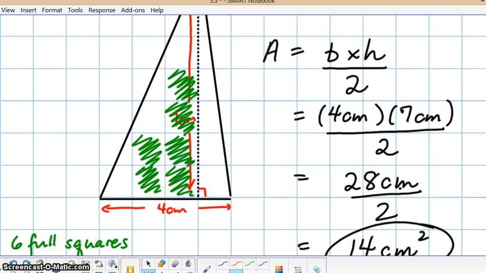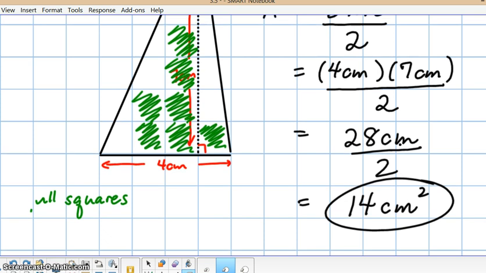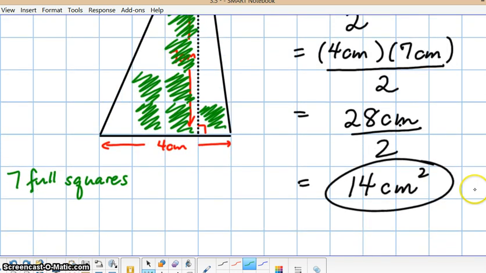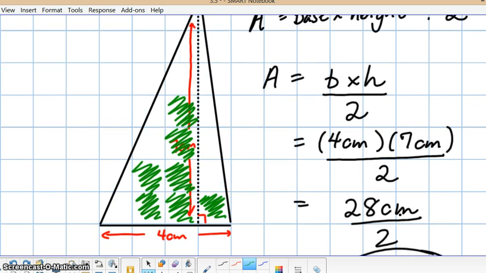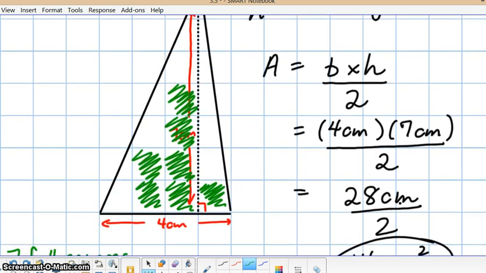So it looks like we've got 1, 2, 3, 4, 5, 6. I'm actually going to move that count up to 7 because it looks like this bottom one here is almost full, is actually quite full, so we'll count that as a full square. So far, we have 7 full squares. So remember, this is an estimate. We may not exactly get 14 in this case, but we'll probably get quite close.